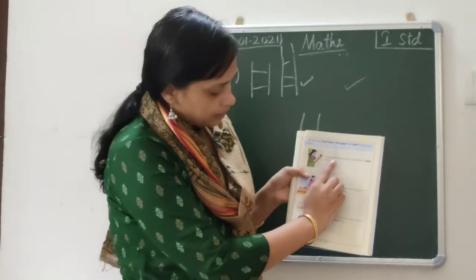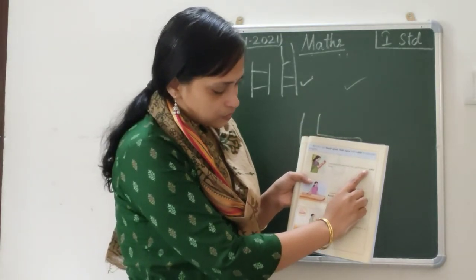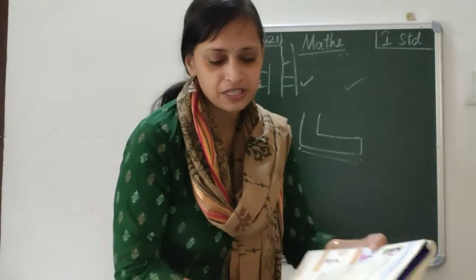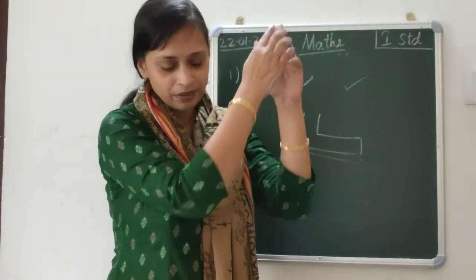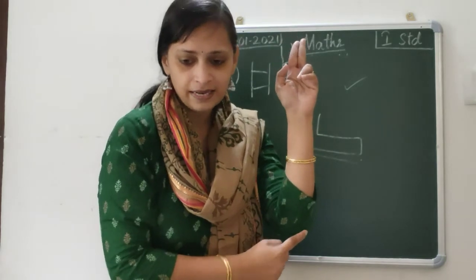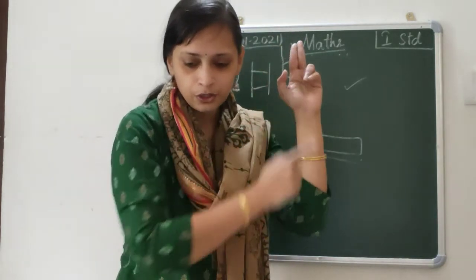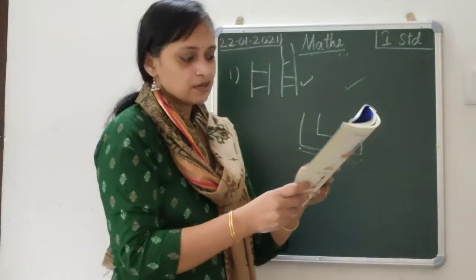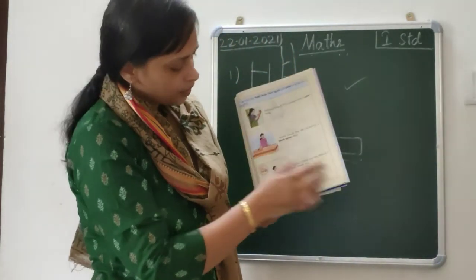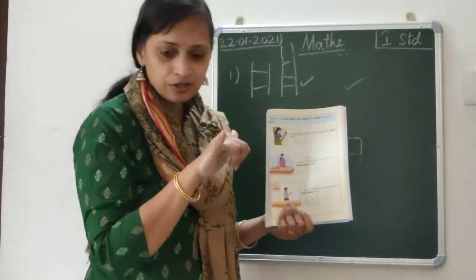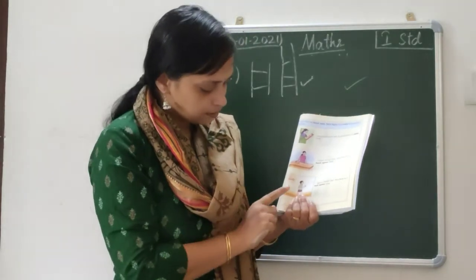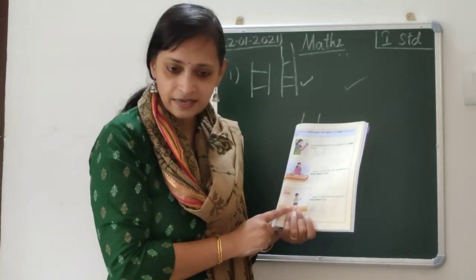See here, Lakshmi found that the garland is 1 cubit long. What do you mean by cubit? She's holding the flower on top here and bringing it till her elbow. This is called 1 cubit. And how is Gauri measuring? She's measuring using her hand. It is called hand span. And how is Ramu measuring the stick?